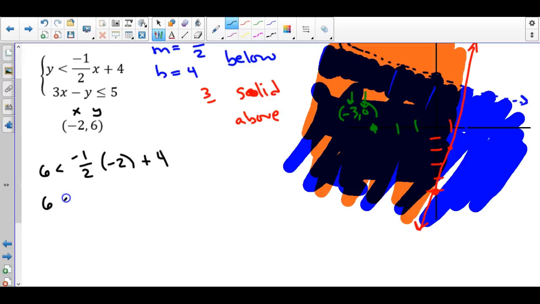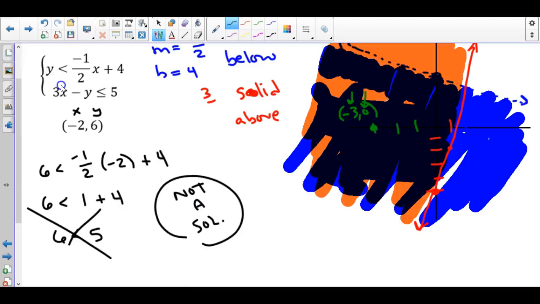So simplify this. Half, or negative half of negative 2 would be positive 1. So what I'm going to end up with is 6 is less than 5. That is not true, which means automatically, because this point was not a solution to one of my inequalities, it is not a solution to the entire system. Even if it works for my bottom inequality, it's still not going to be in this double shaded region, therefore it's not a solution to the system.